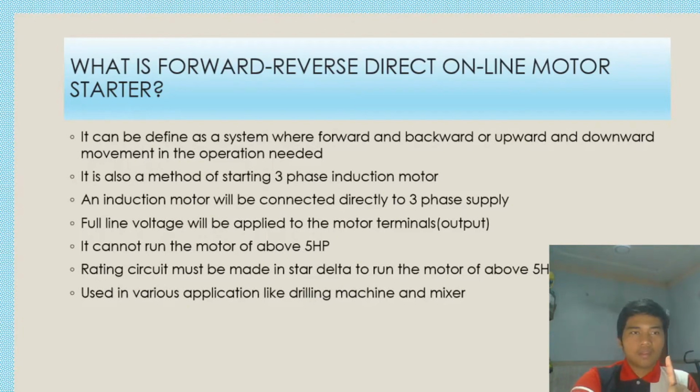But a forward reverse direct online motor starter cannot run a motor of above 5 horsepower. So the circuit must be made in star delta to run a motor of above 5 horsepower. Forward reverse direct online motor starters have been used in various applications such as drilling machines and mixers.